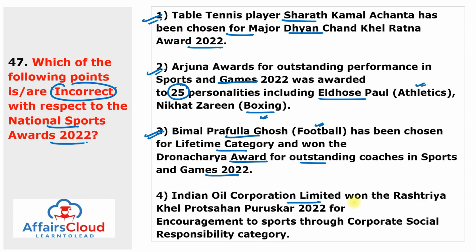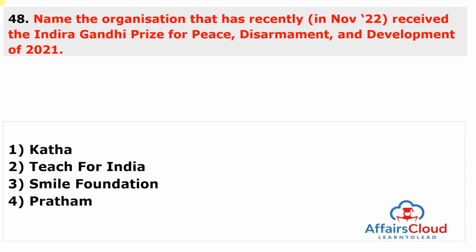Indian Oil Corporation Limited won the Rashtriya Khel Protsahan Puraskar 2022 for encouragement to sports through the corporate social responsibility category. This statement is wrong because this is not Indian Oil Corporation Limited. This is Kalinga Institute. Kalinga Institute of Industrial Technology Odisha won the Rashtriya Khel Protsahan Puraskar 2022 for encouragement to the sports through the corporate social responsibility category. And total 3 awardees won under this category. So 4 statement is incorrect. So answer of this question is 4. Moving to next question.